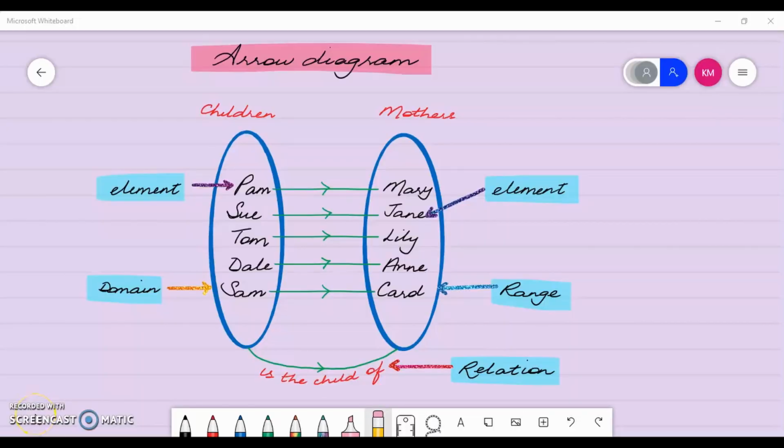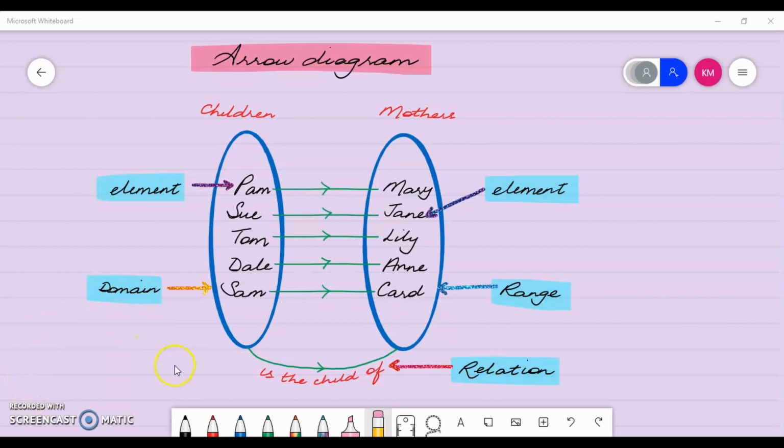Welcome back guys to another one of my mathematics tutorials. In this session, we will be looking at relations and functions. Now, what is a relation? A relation is a connection or a relationship between elements of different sets.